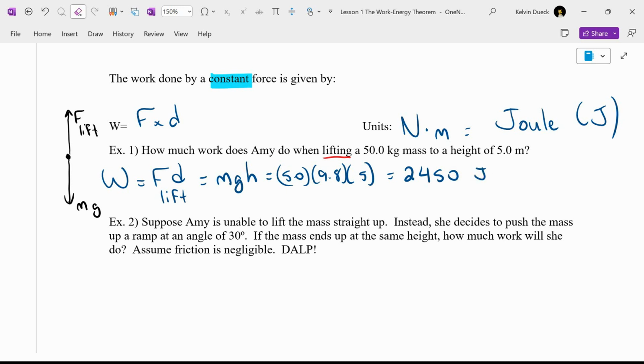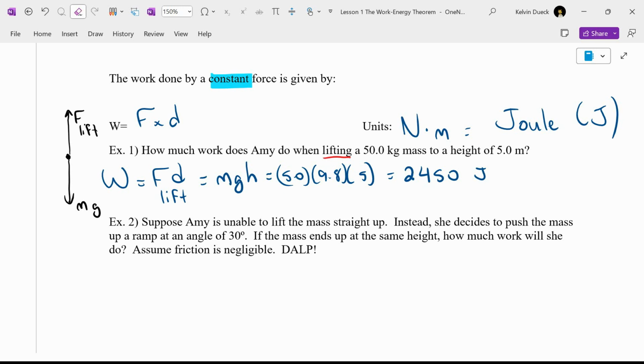Is that a lot? 1 joule is not very big. This is a fair bit. To put this into perspective, 50 kilograms, that's about 120 pounds. That's a medium-sized, small-sized person. 5 meters would be about 1.5 stories. This would be how much energy it took to piggyback somebody up 1.5 flights of stairs.